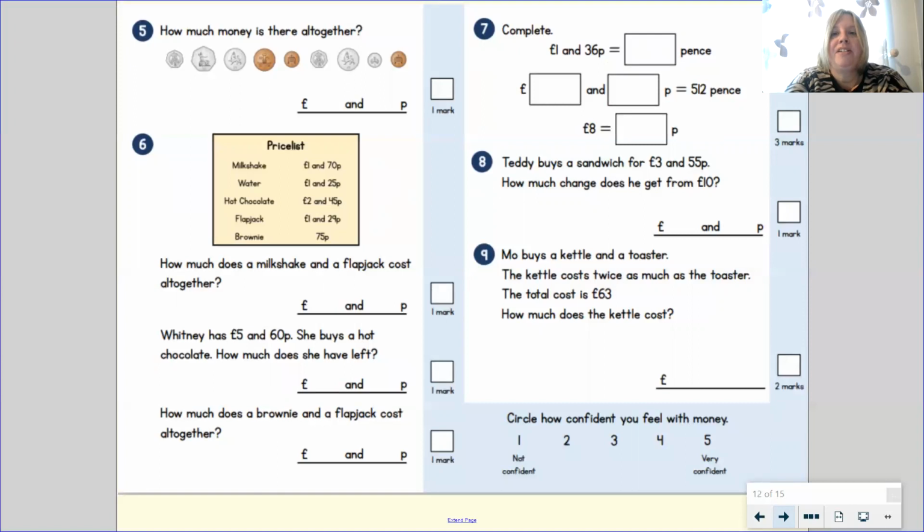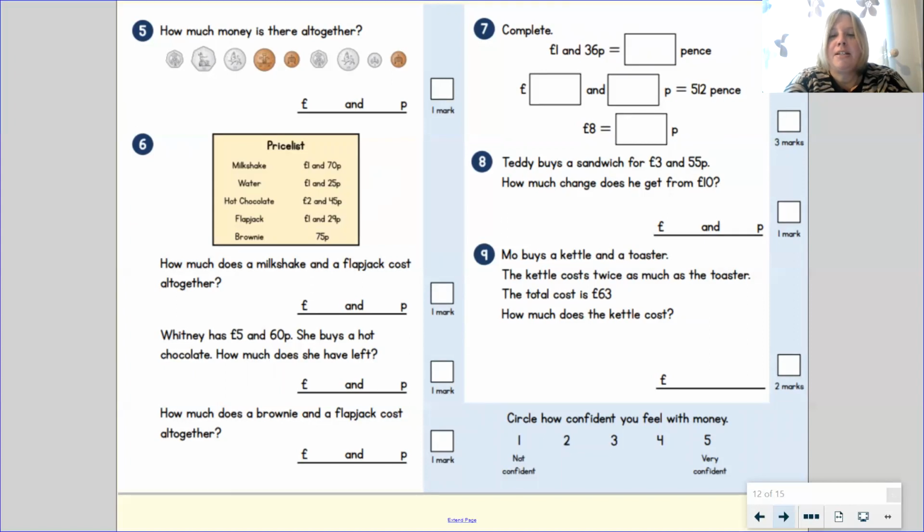Question 7, you've got to fill in the missing boxes to complete the calculation. Question 8, Teddy buys a sandwich for £3 and 55p. How much change does he get from £10? Mo buys a kettle and a toaster. The kettle costs twice as much as a toaster. The total cost is £63. How much does the kettle cost?